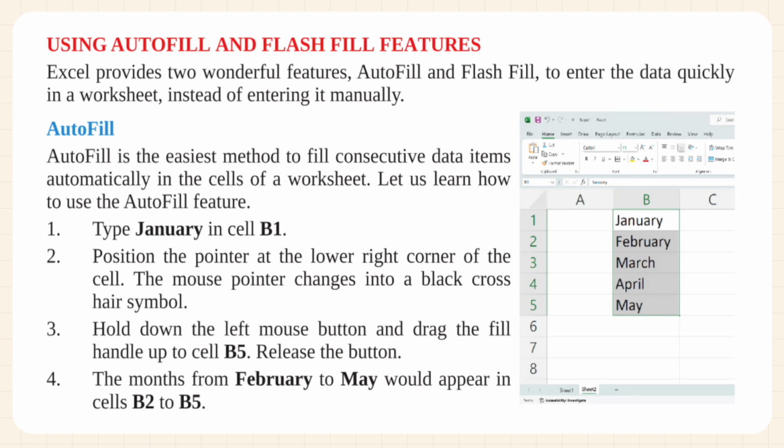1. Type January in cell B1. 2. Position the pointer at the lower right corner of the cell. The mouse pointer changes into a black crosshair symbol. 3. Hold down the left mouse button and drag the fill handle up to cell B5. Release the button. 4. The months from February to May would appear in cells B2 to B5.